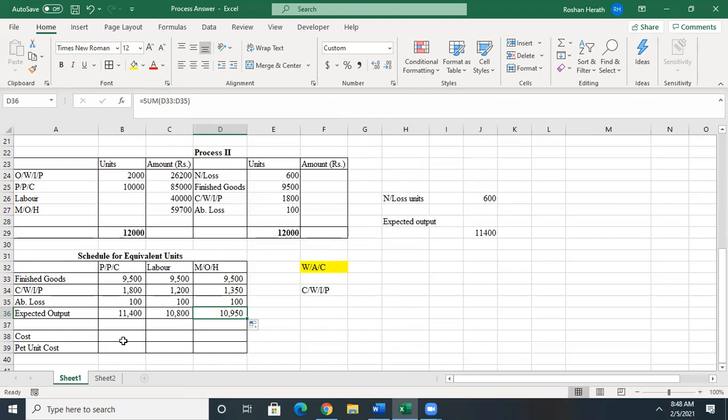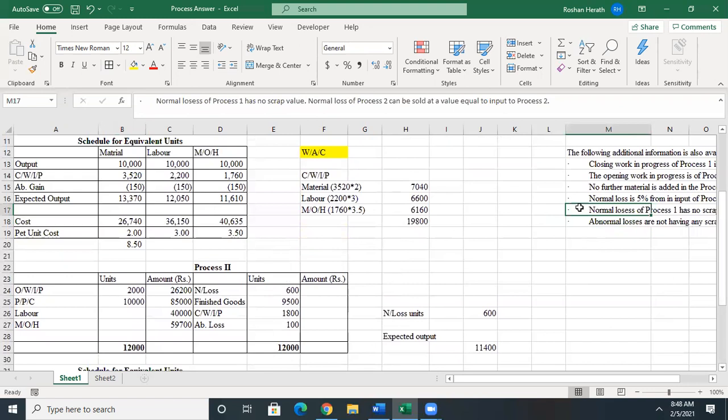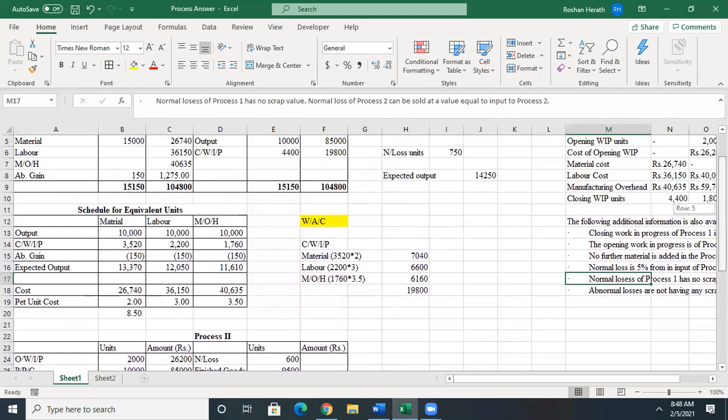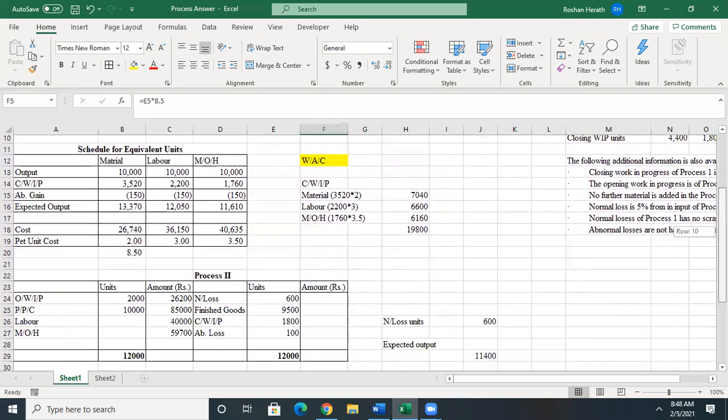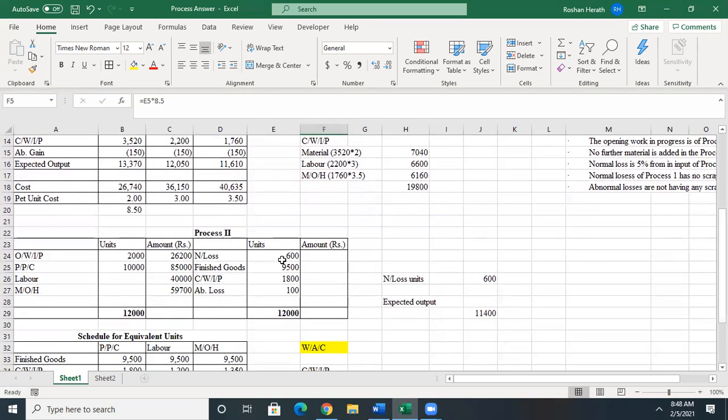So when it comes to the cost, you need to be conscious because here normal loss is having a kind of a value. The normal loss of process 1 has no scrap value, but the normal loss of process 2 can be sold at a value equal to the input to process 2. So what was the input to process 2? It was the previous process cost. The previous process cost was 8.5. So therefore you can value this normal loss at 8.5.